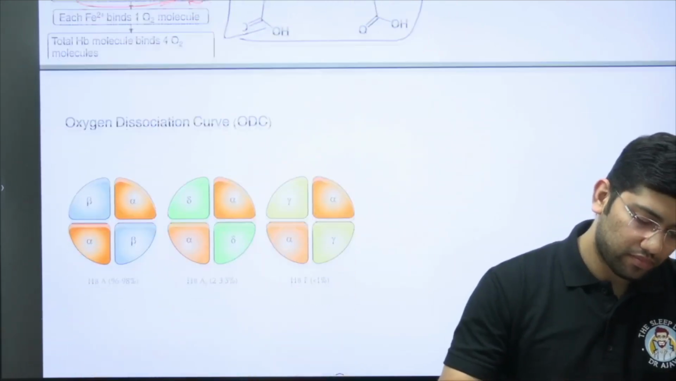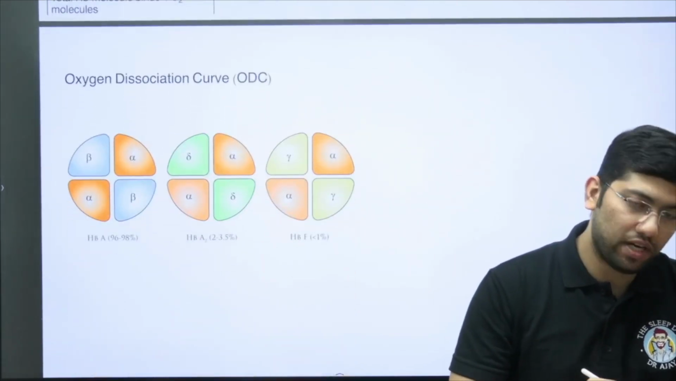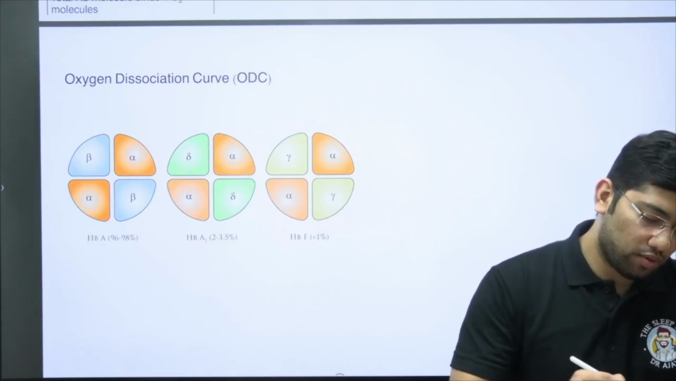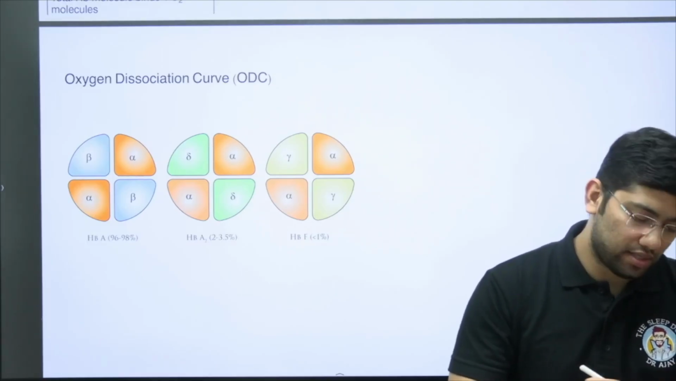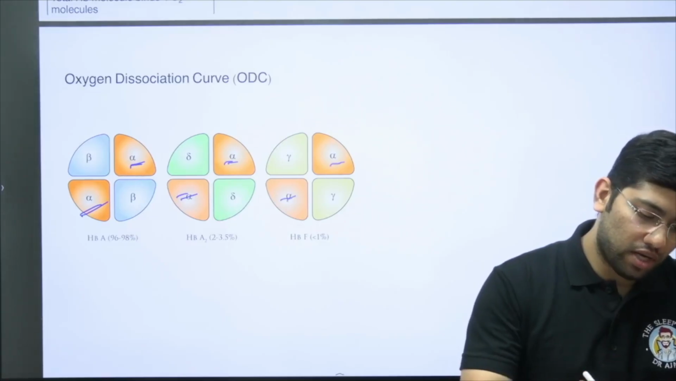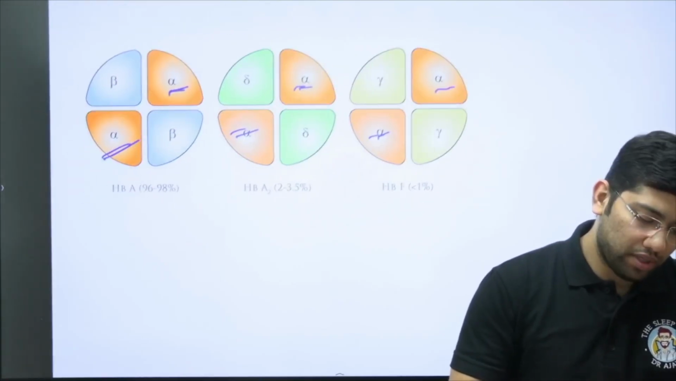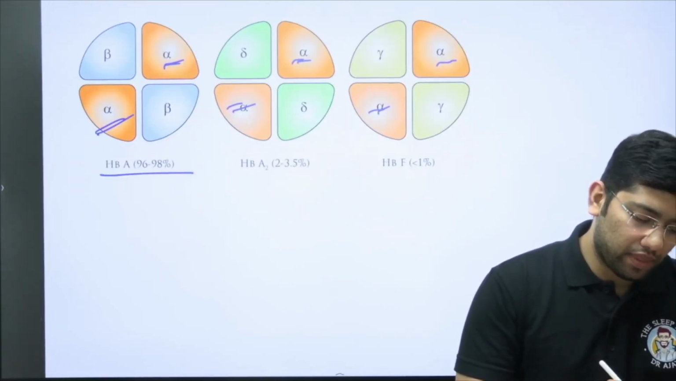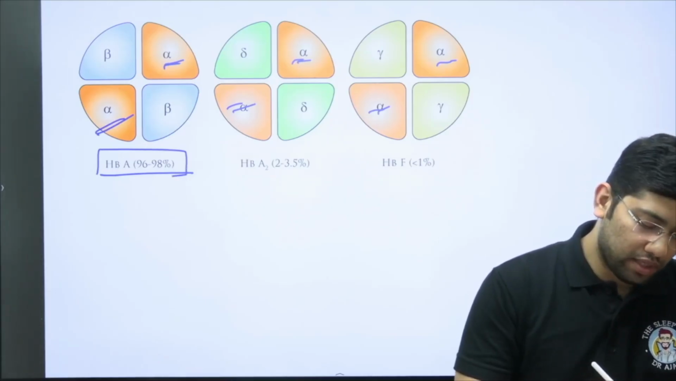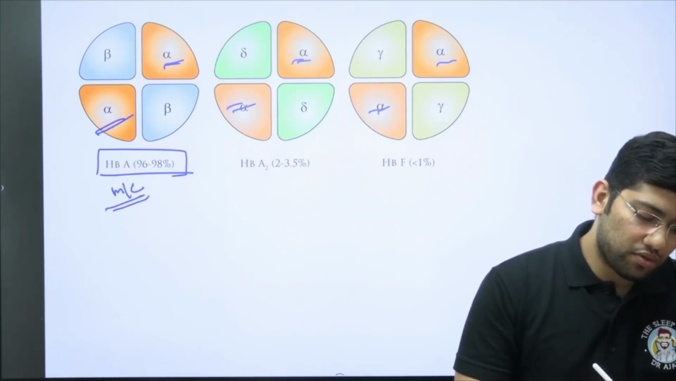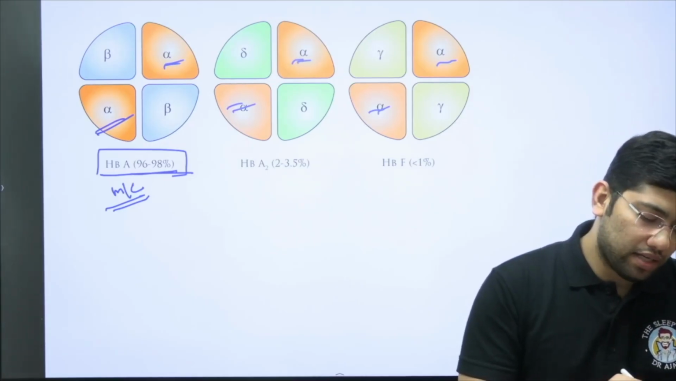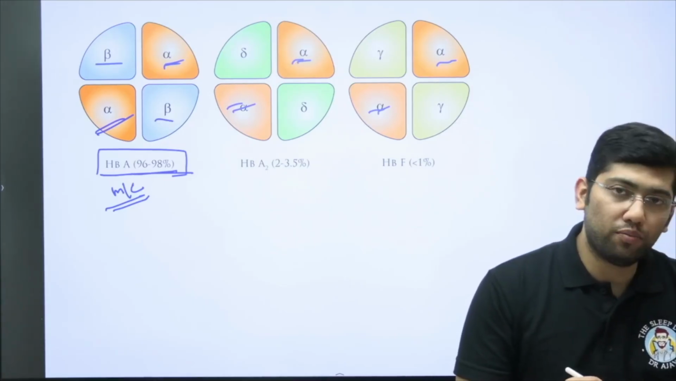Now, let's briefly see the different types of hemoglobin before we move on. Here the change is only in the beta or globin chains. The alpha always almost remains constant. So now we have 3 types of hemoglobin. One is hemoglobin A. This is the adult hemoglobin and the most common hemoglobin. It constitutes around 96 to 98% of hemoglobins, and it has 2 alpha and 2 beta.